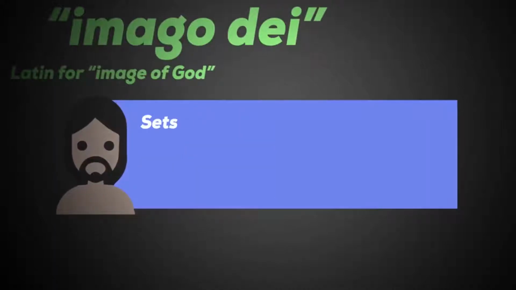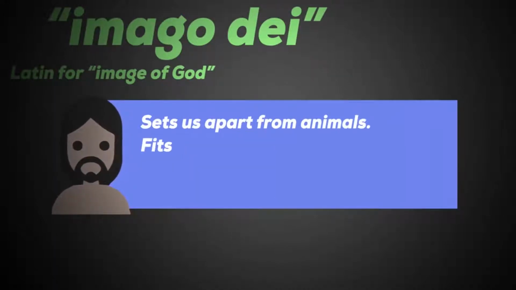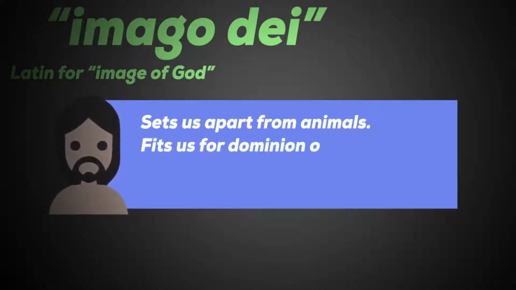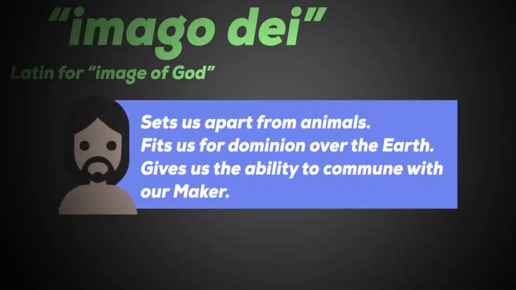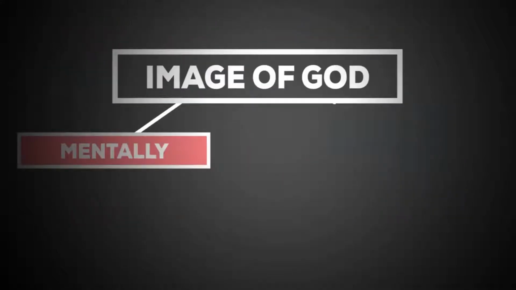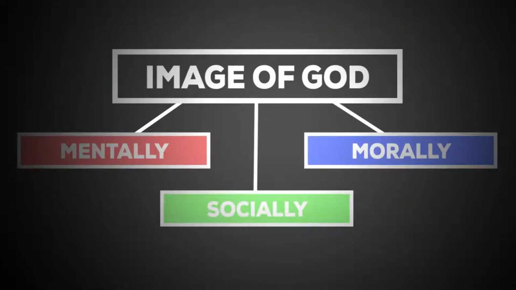It sets human beings apart from the animal world, fits them for dominion God intended for them to have over the earth, and enables them to commune with their Maker. It is a likeness, mentally, morally, and socially. Let's break it down a little further.